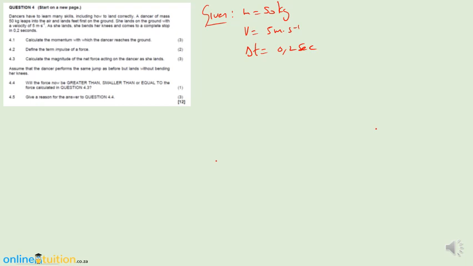So if we look at 4.1, calculate the momentum. The momentum p is equal to m times v. So it's 50 times 5, which is 250 kg·m/s. And that's down towards the ground. Don't put arrows like this, you must write towards the ground.